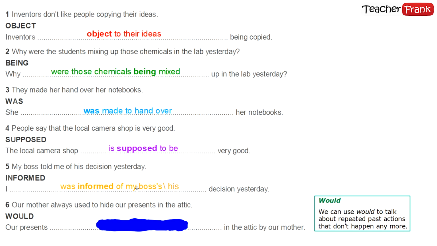I was informed. And number six, our mother always used to hide our presents in the attic. So attention here, would. We can use would to talk about repeated past actions that don't happen anymore. Number six, our presents would always be hidden in the attic by our mother. Our presents used to be, just like here, or would always be hidden in the attic by our mother.